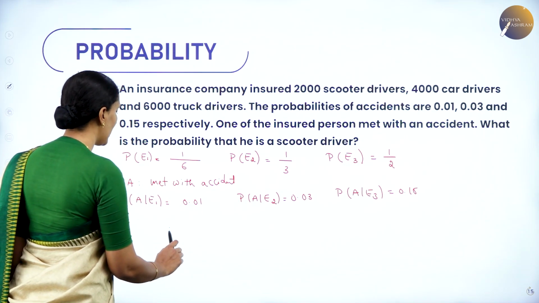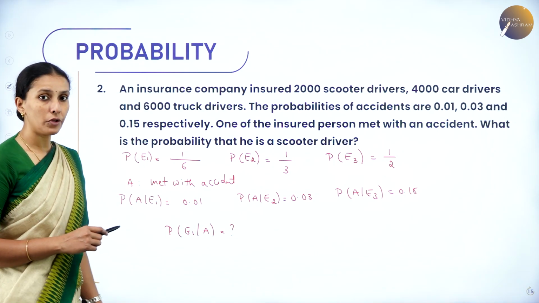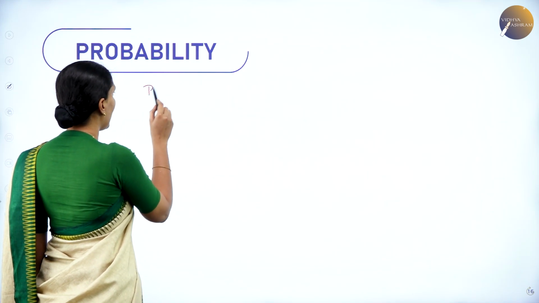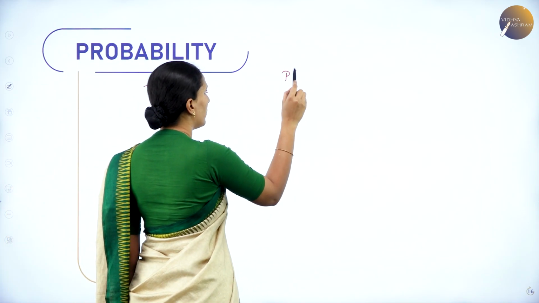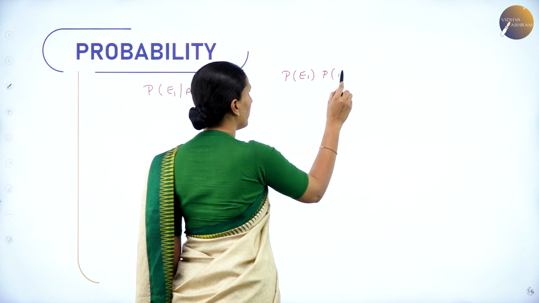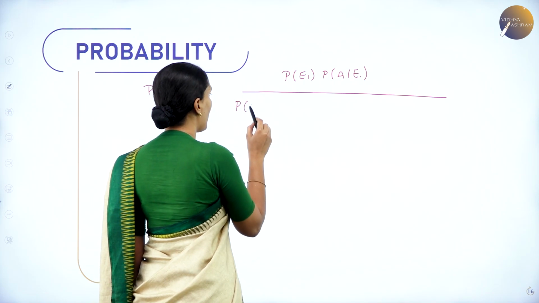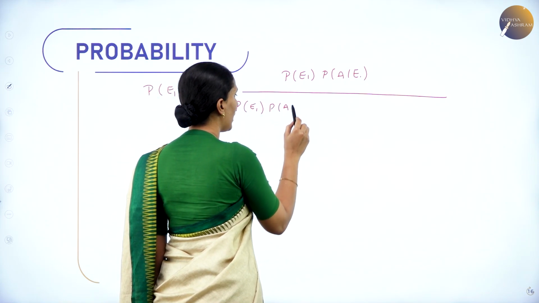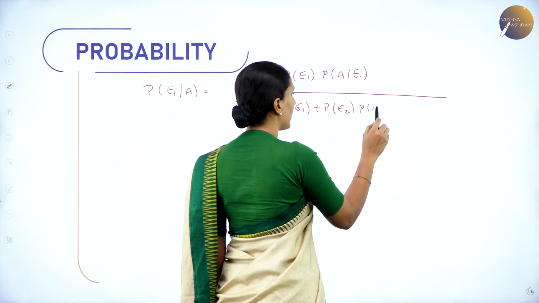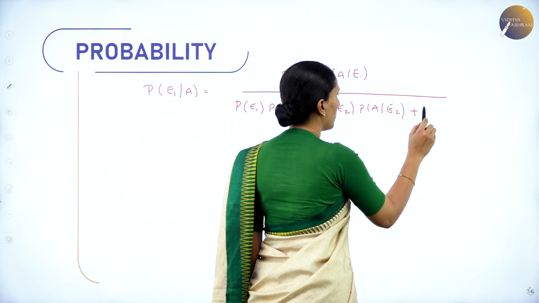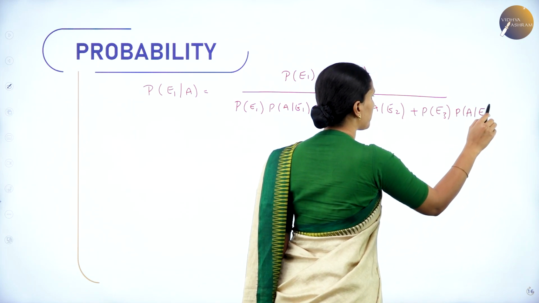Now, I have to calculate the probability that the person who met with an accident is a scooter driver. That is, I need to calculate probability of E1 over A. Now, using Bayes' theorem, we can calculate probability of E1 over A as probability of E1, probability of A over E1 divided by the total probability. That is, probability of E1, probability of A over E1, plus probability of E2, probability of A over E2, plus probability of E3, probability of A over E3.